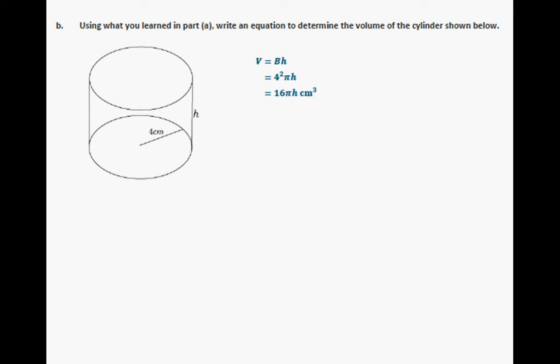So using what you learned in Part A, write an equation to determine the volume of the cylinder shown below. So you should have the volume is equal to base times the height. If the radius is 4 centimeters, which is indicated here, then that would be 4 squared times pi times h, which we don't know what the h is, but again, depending on how high our cylinder is, that's going to determine the volume of our cylinder.